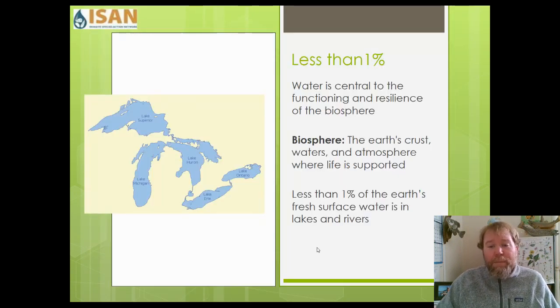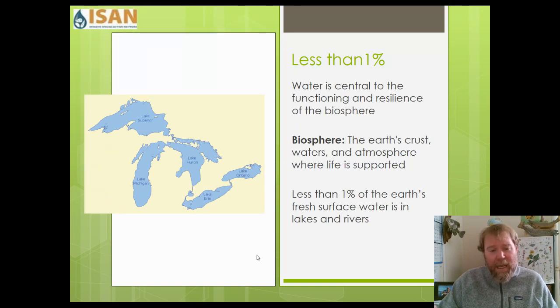So like I said before, less than 1% of the water on the face of the earth is fresh surface water. The biosphere is where we all live. The biosphere is defined as the Earth's crust, its waters, and the atmosphere where life is supported. So human beings, deer, elk, grasses, turtles, wetlands, and the atmosphere, the clouds above us, that is all within the biosphere, and that is where we live. And less than 1% of all of the Earth's water is in lakes and rivers within that biosphere. So it is a very limited resource.